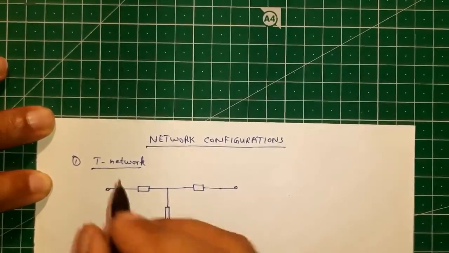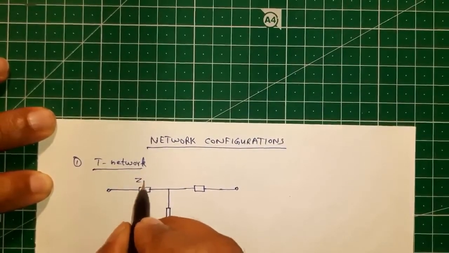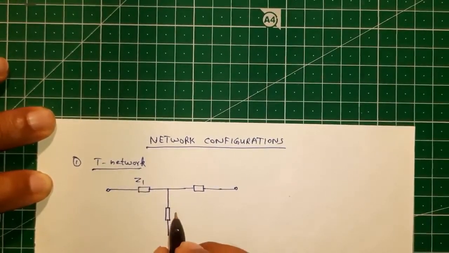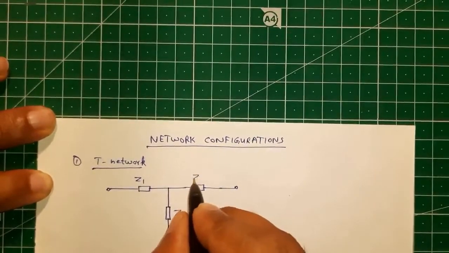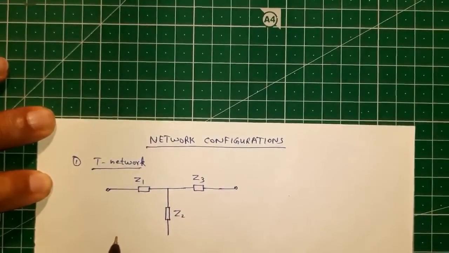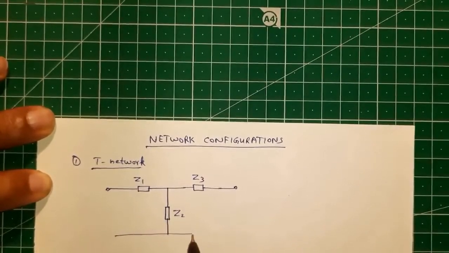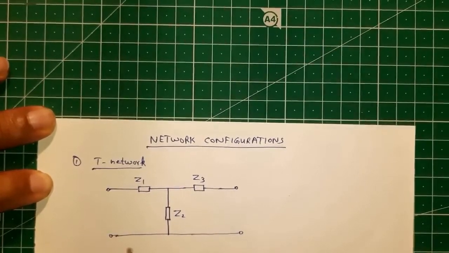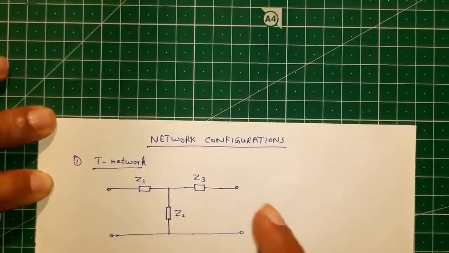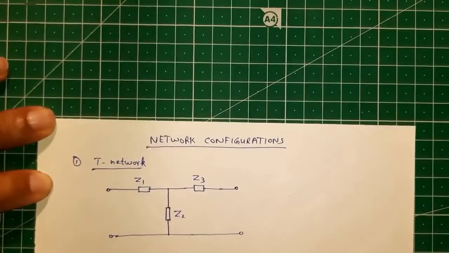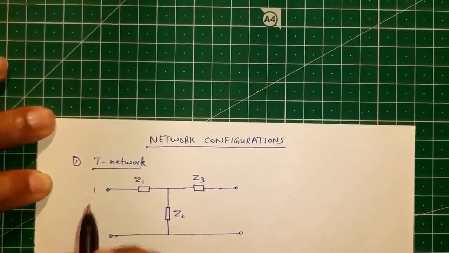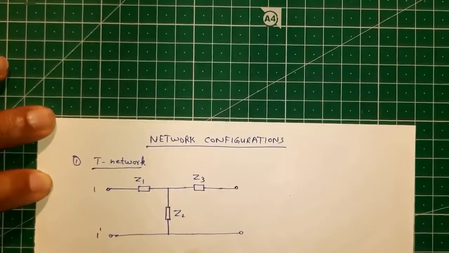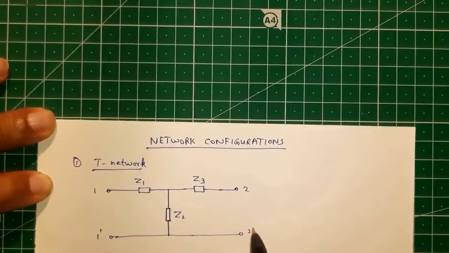See, the network elements are lumped like this: Z1, Z2, Z3. Join this so that it will look like the form of a two-port network, input port and output port. So we label these terminals as 1 dash and 2 dash.